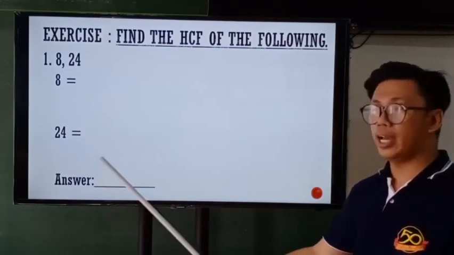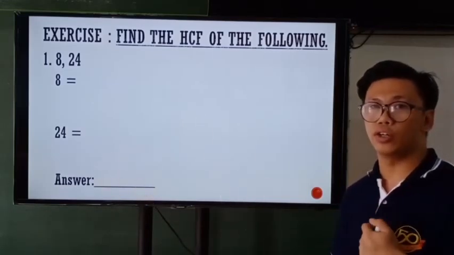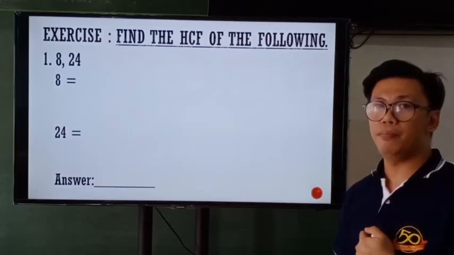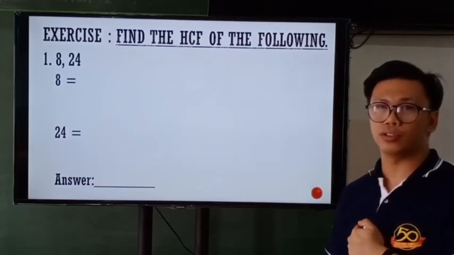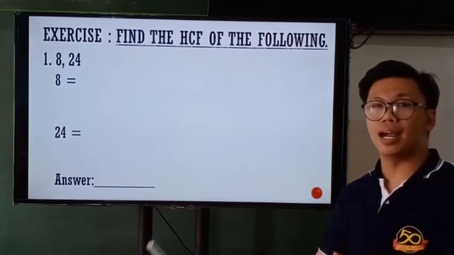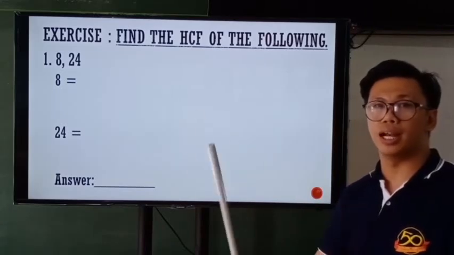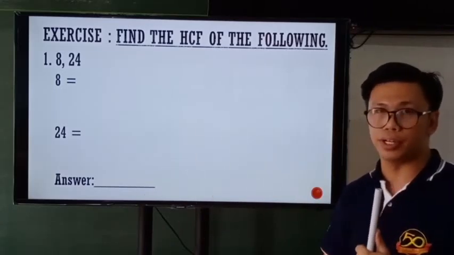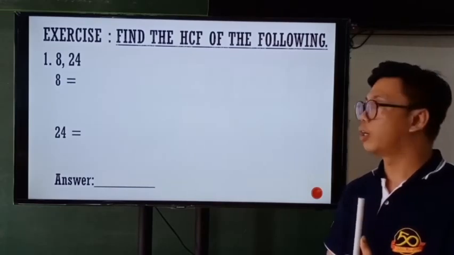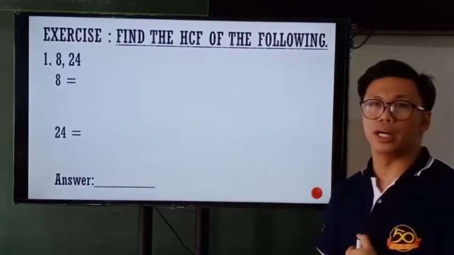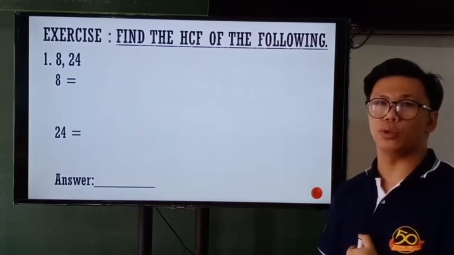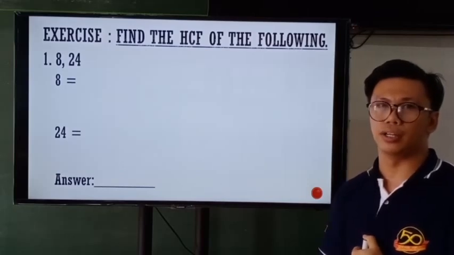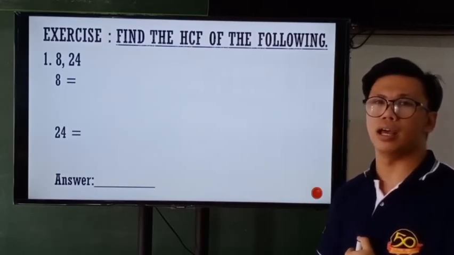And after writing all the common factors, write the highest common factor, or we call it the largest common factor, or the largest common number. Understand? Okay. I will give you 5 minutes to answer this, and after 5 minutes, we will check your answer. Okay, 5 minutes starts now.